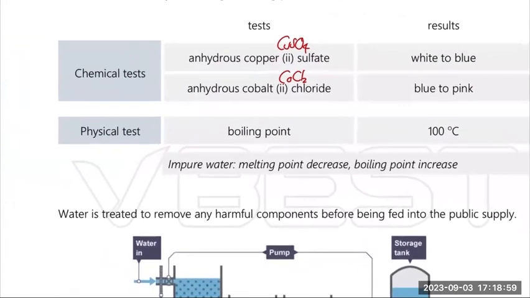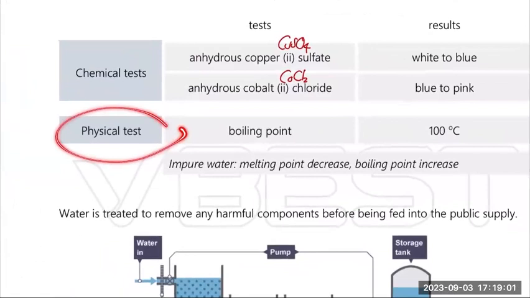Then the physical test is basically to test the purity, whether the water is pure or impure. For this we only use boiling point. We normally don't use melting point, because you have to purposely freeze it and then melt it. Just boiling is enough. Okay, that's it.